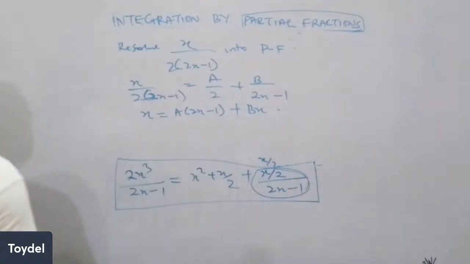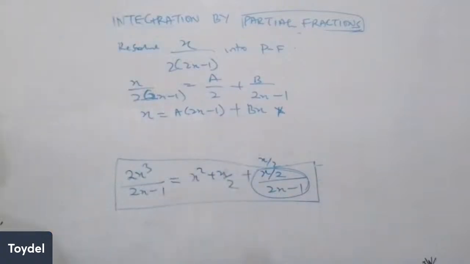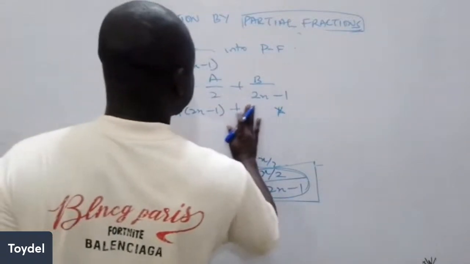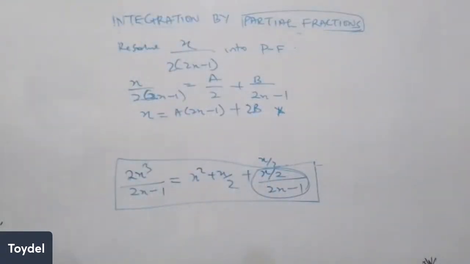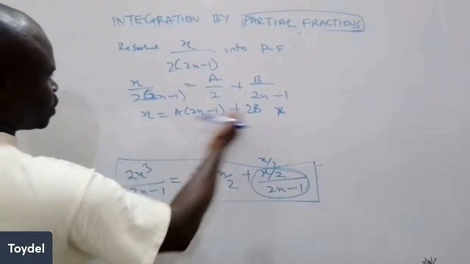That's what I will have. Then from here, this will take care of this. Multiply by 2b, this will be 2b. So from here now, I can resolve that. I can use the method of completing the square, or I can use the cover-up method or comparing coefficients to resolve this.